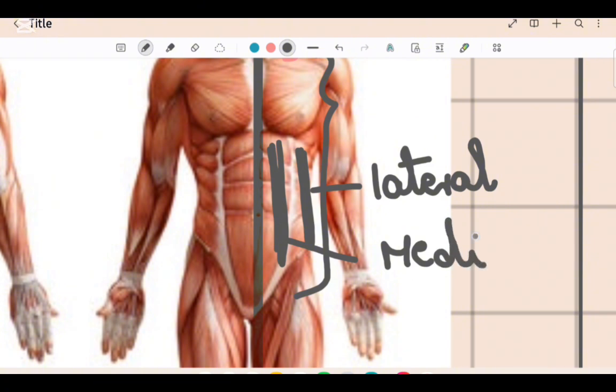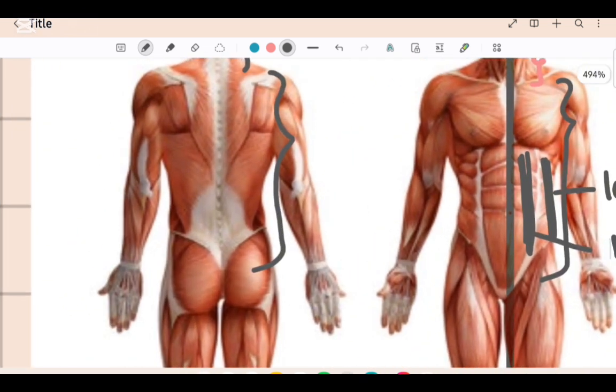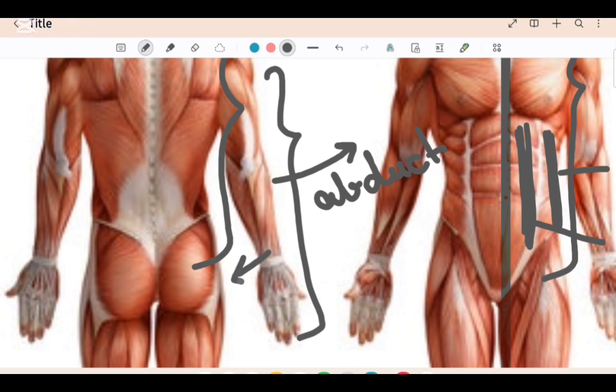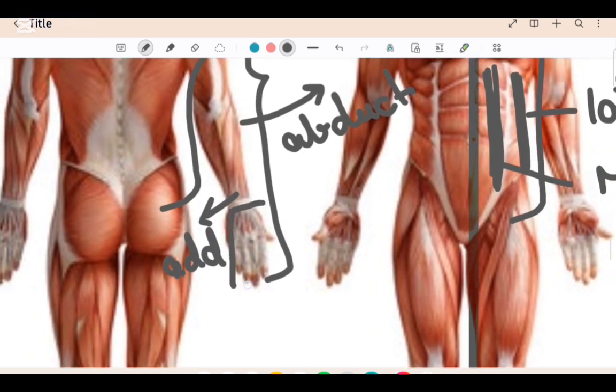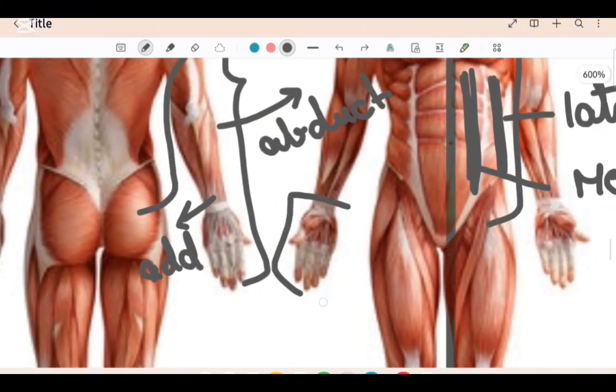Anything that is close to the midline is medial, and anything which is away from the midline is the lateral part. If you want to see it, you can see it from your limbs as well. Your hand, okay, if you take your hand away, you are doing the abduction, and if you bring it close, that is called adduction. But if you see it here in your hands, you will see it from the front.